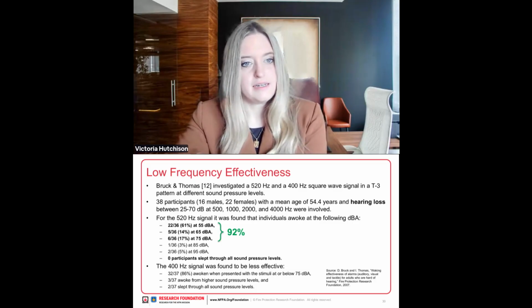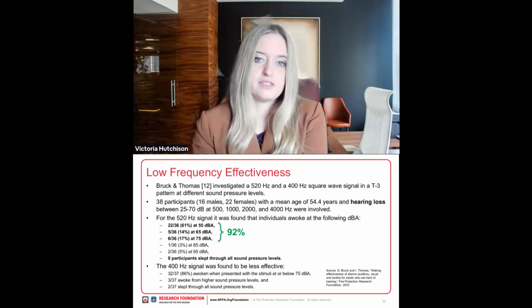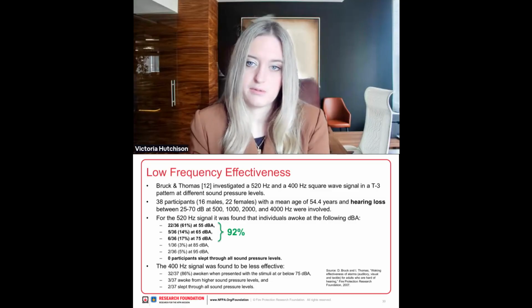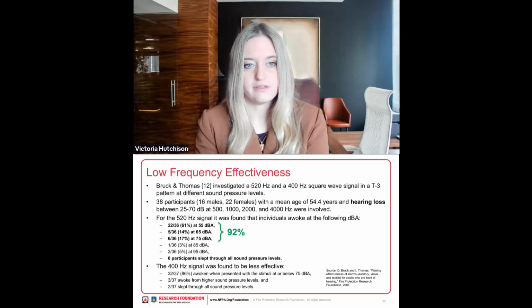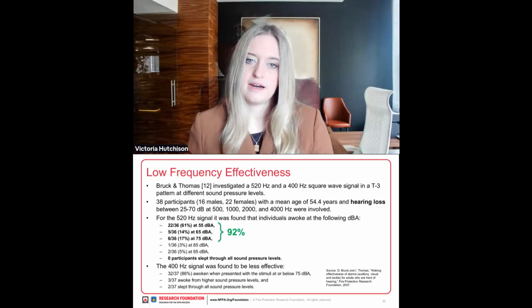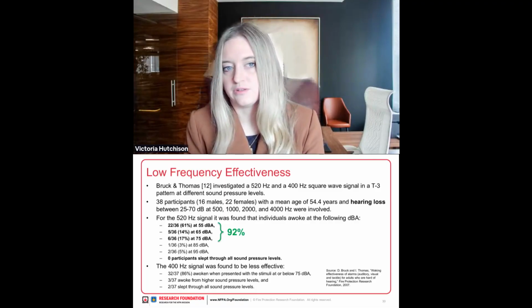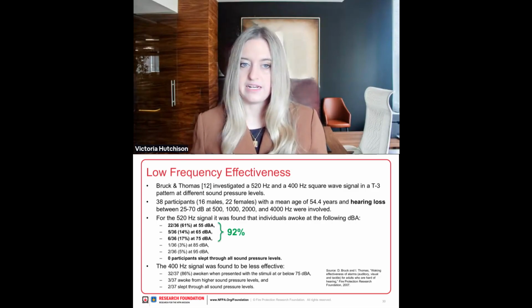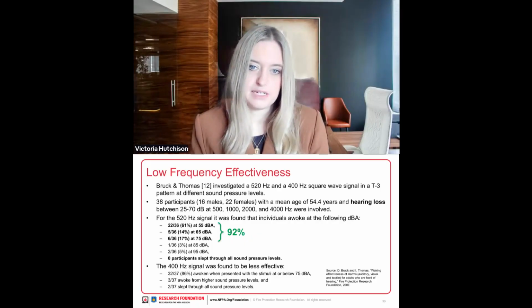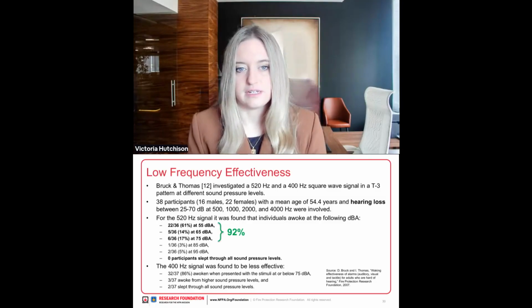So another study conducted by Brock and Thomas investigated a 520 hertz and a 400 hertz square wave signal in a T3 pattern at different sound pressure levels. There were 38 participants in the study, a little more females than males. You can see the split there. The median age of the test group was around 54 years old. Their hearing loss ranged between 20 and 70 dB, and they were evaluated at different hertz, as you can see.